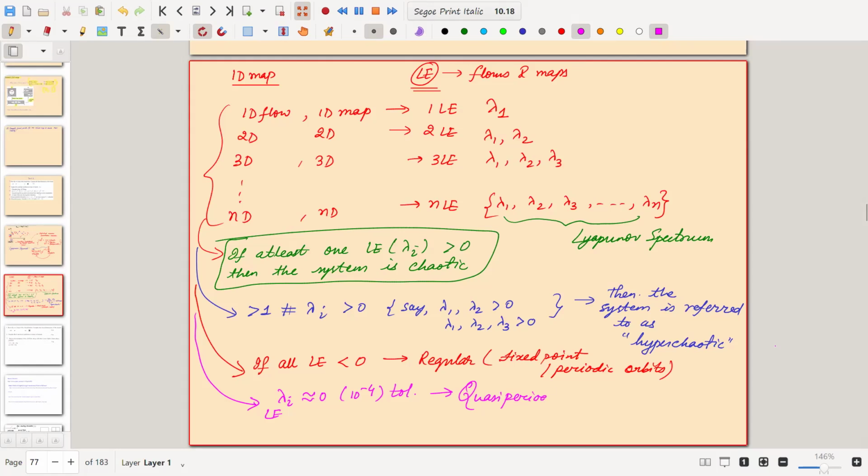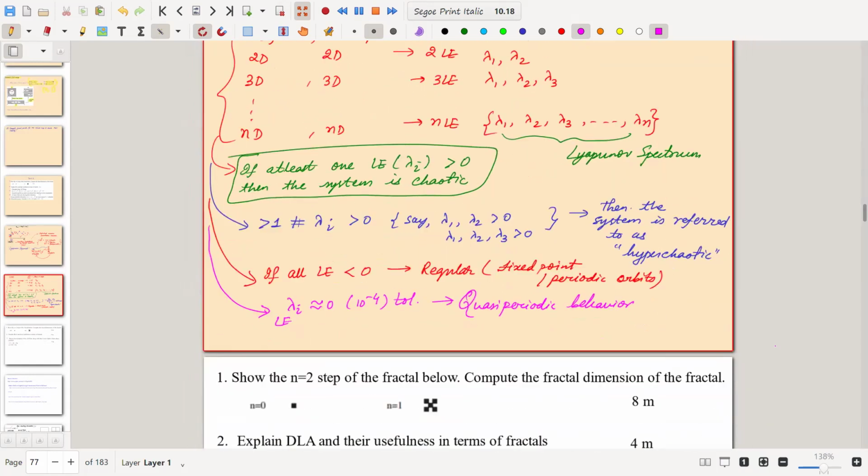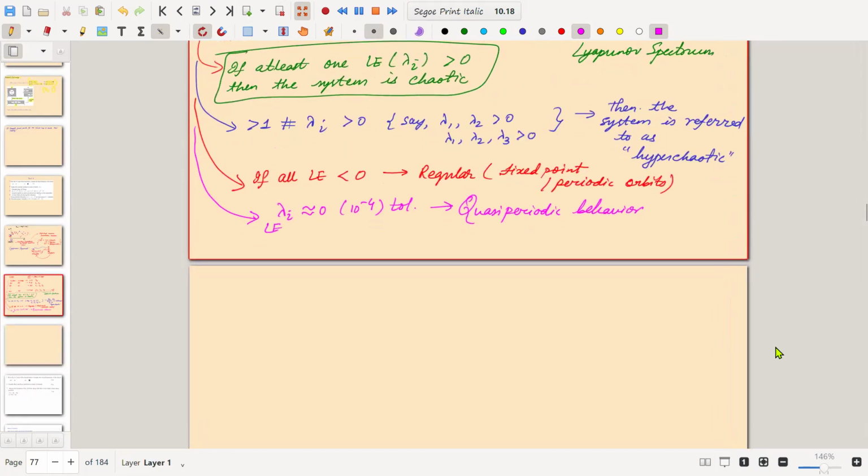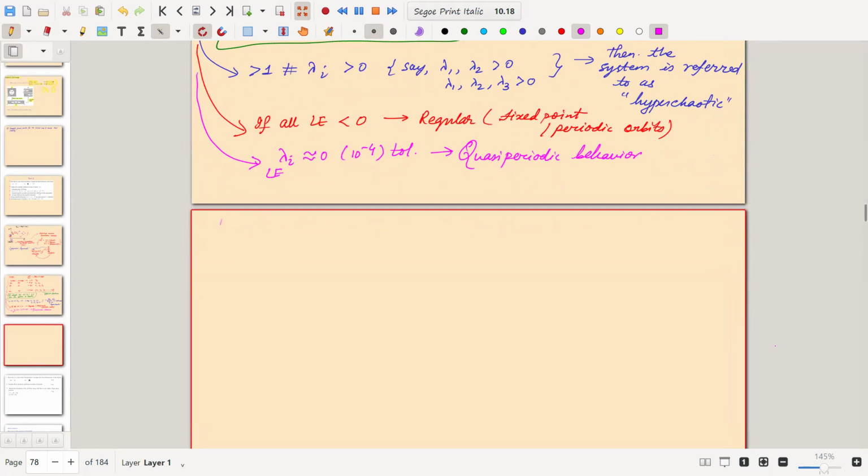So in quasi-periodic behavior, at least one Lyapunov exponent will be close to 0. If one Lyapunov exponent is very close to 0 and all others are less than 0, then it will be quasi-periodic.